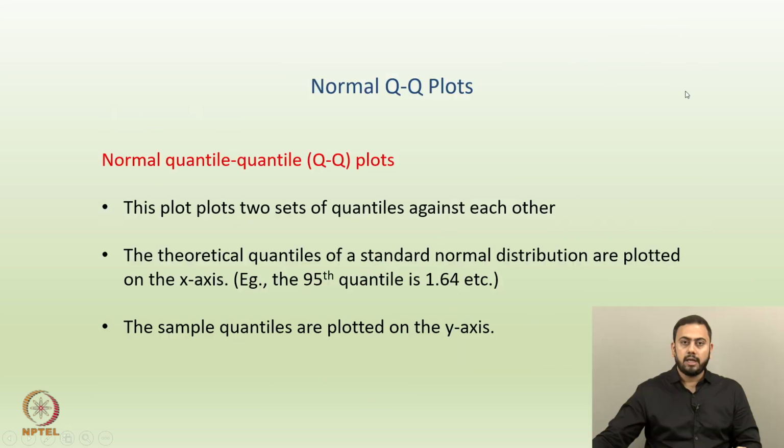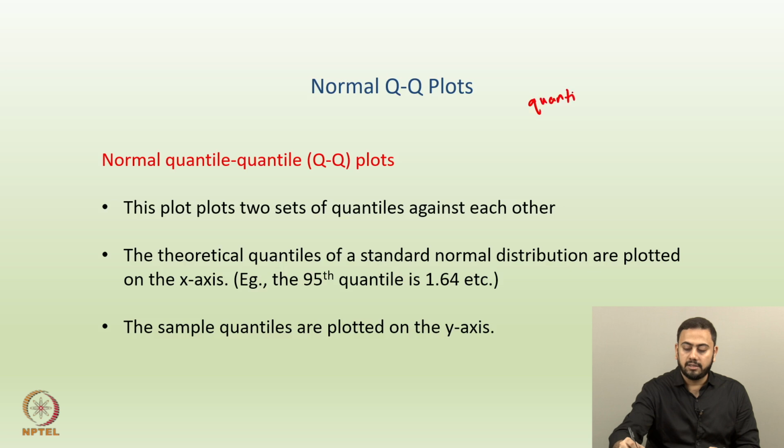And one can have one more visual check. This plot is called a normal QQ plot. Now, what exactly goes on in this normal QQ plot or normal quantile plot? Firstly, one should understand what you mean by quantiles. So, this term quantile is similar to percentiles.